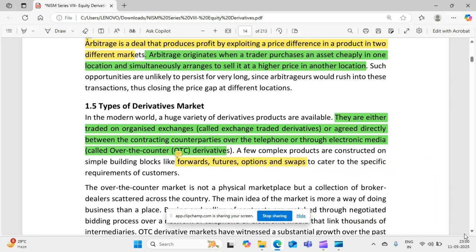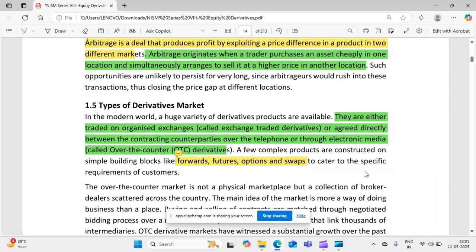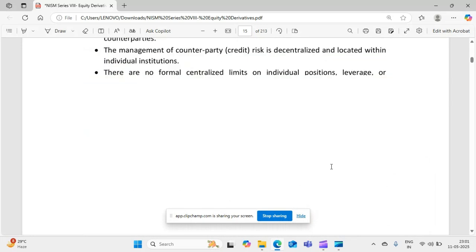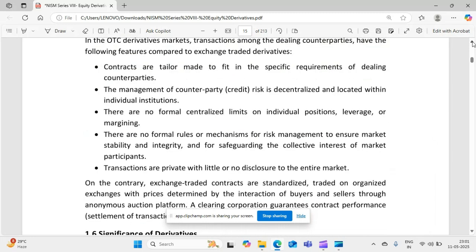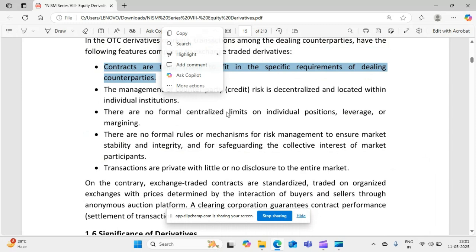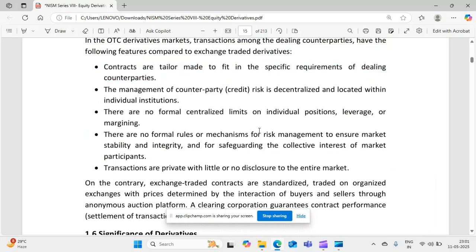Let us move down and see other aspects of derivatives. We have seen the types of markets. Now, in the types of markets, we get to know that there are certain aspects of risk which come from OTC transactions. OTC transactions are basically tailor made to fit the specific requirements of the dealing counterparties. That is one point. Management of counterparty risk is decentralized and located within individual institutions. So whatever risk you have is for each trade with each entity. There are no formal centralized limits on individual positions, leverage, or margining.